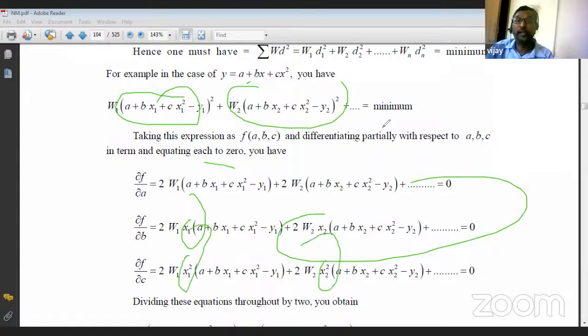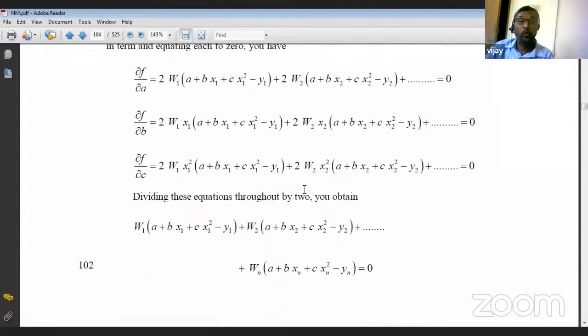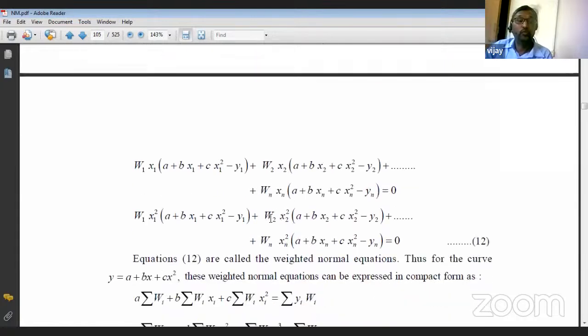Dividing these equations by 2, we obtain W1 (a plus b x1 plus c x1 square minus y1) plus W2 (a plus b x2 plus c x2 square minus y2) plus Wn (a plus b xn plus c xn square minus yn) equal to 0. Therefore we write W1 x1 (a plus b x1 plus c x1 square minus y1) plus W2 x2 (a plus b x2 plus c x2 square minus y2) plus Wn xn (a plus b xn plus c xn square minus yn), and also the equation with x square. The above equations are called the weighted normal equations for the curve y equal to a plus bx plus cx square.